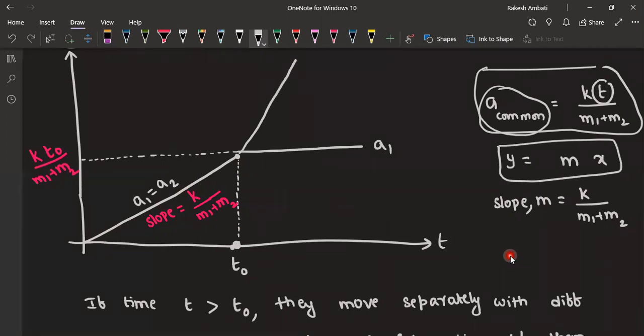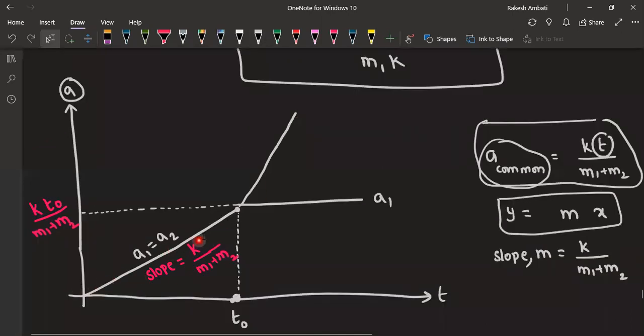This one. Correct, sir. Why? Because it is having greater slope with respect to the previous one, or not? Yes, sir. It has a greater slope. It is acceleration into. Therefore, it is the acceleration versus time graph.